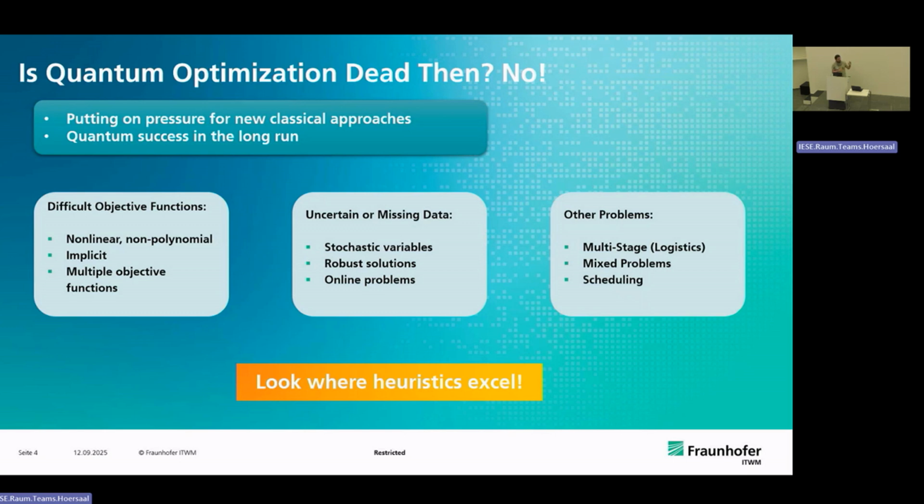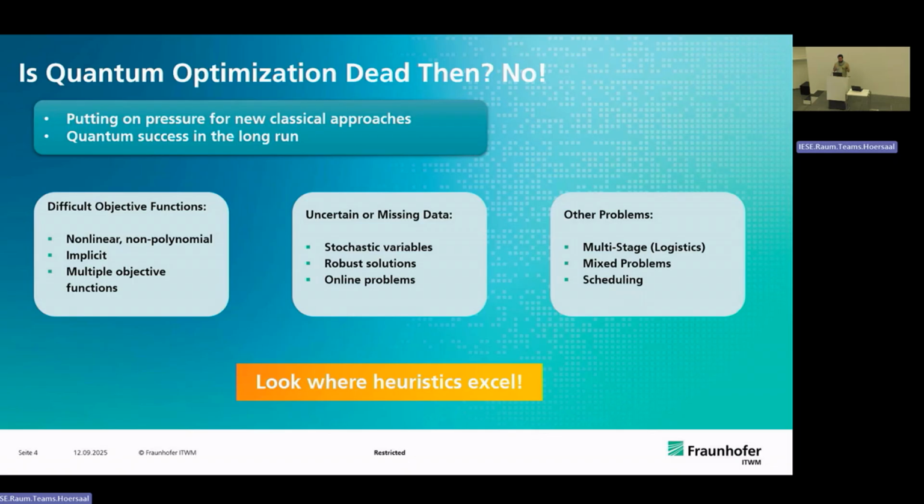And this is, for example, when you have a difficult objective function, like nonlinear, non-polynomial. I mean, you have gradient descent, you have some genetic algorithms, but then you resort to heuristics. Or you have implicit functions, where you cannot really write this down as a mathematical formula. Or you have, for example, multi-objective problems. Then you have uncertainty or missing data. That is what we've seen with Oliver.